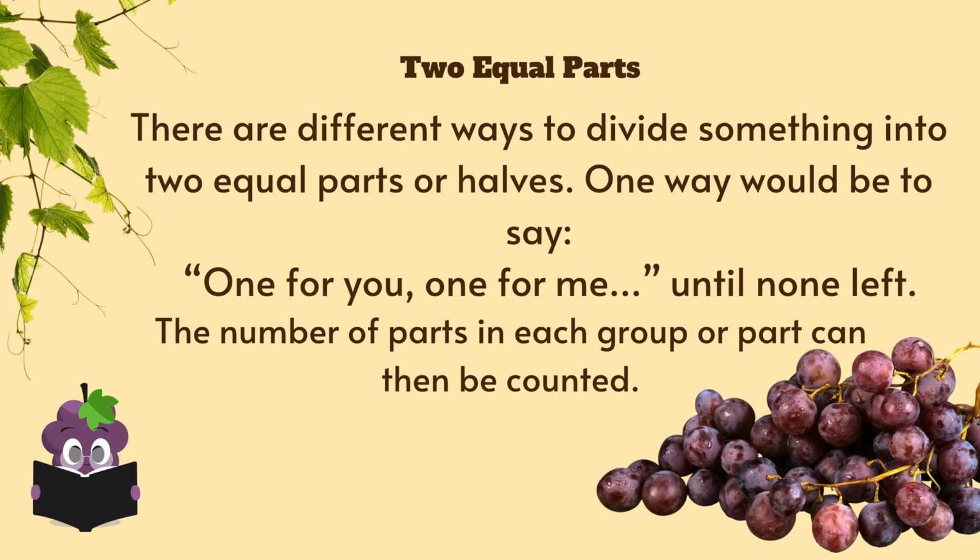2 equal parts. There are different ways to divide something into 2 equal parts or halves. One way would be to say 1 for you, 1 for me, until none are left. The number of parts in each group can then be counted for those groups.